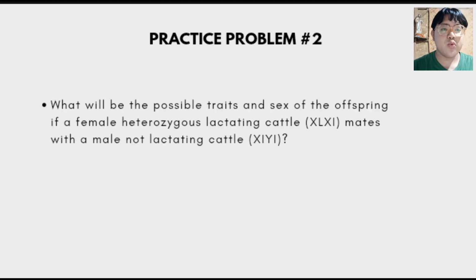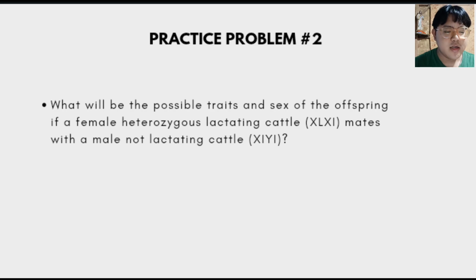Now, let's proceed to practice problem number 2. The question is, what will be the possible traits and sex of the offspring if a female heterozygous lactating cattle mates with a male not lactating cattle? Do not be confused between problem number 1 and problem number 2, because problem number 1 says a homozygous lactating female, while problem number 2 asks about a female heterozygous lactating cattle. So do not be confused with that. Try to answer it on your own.